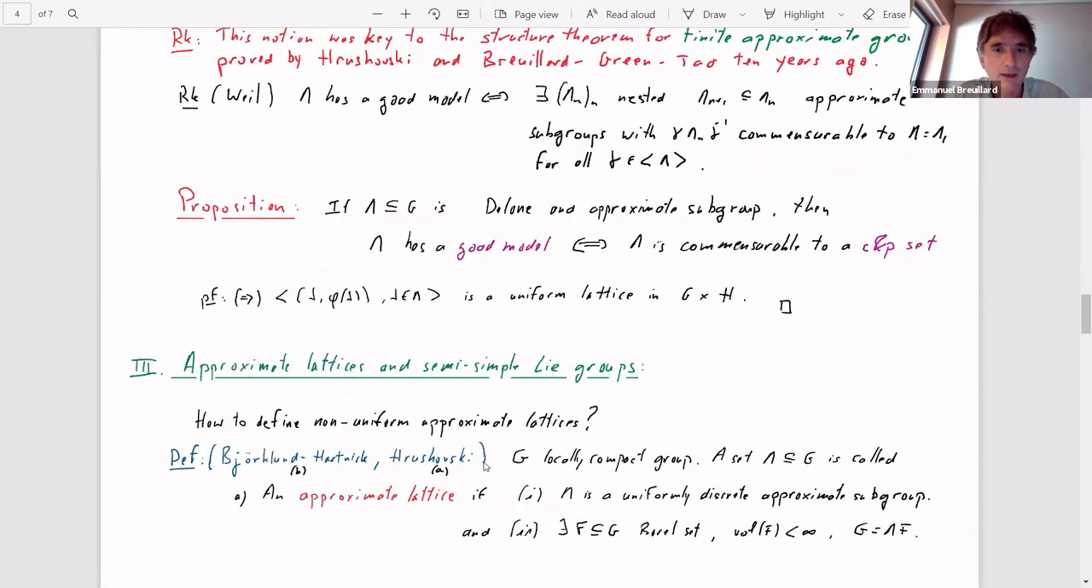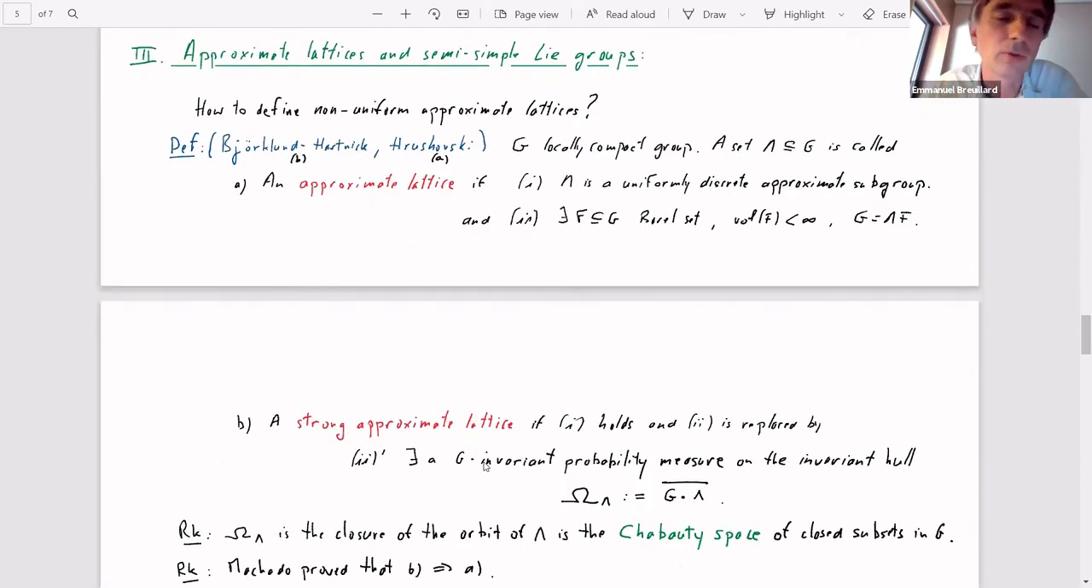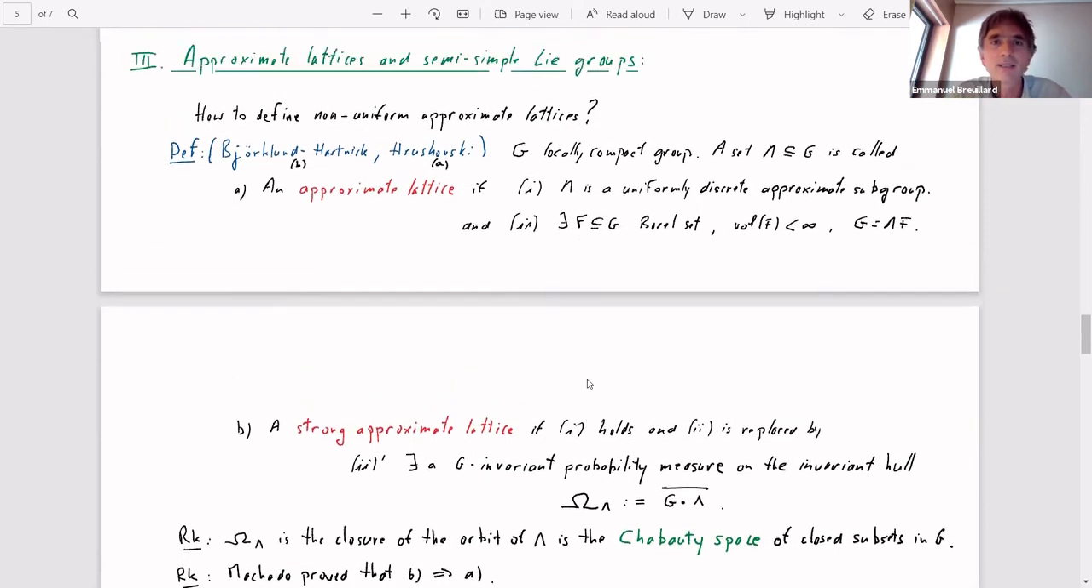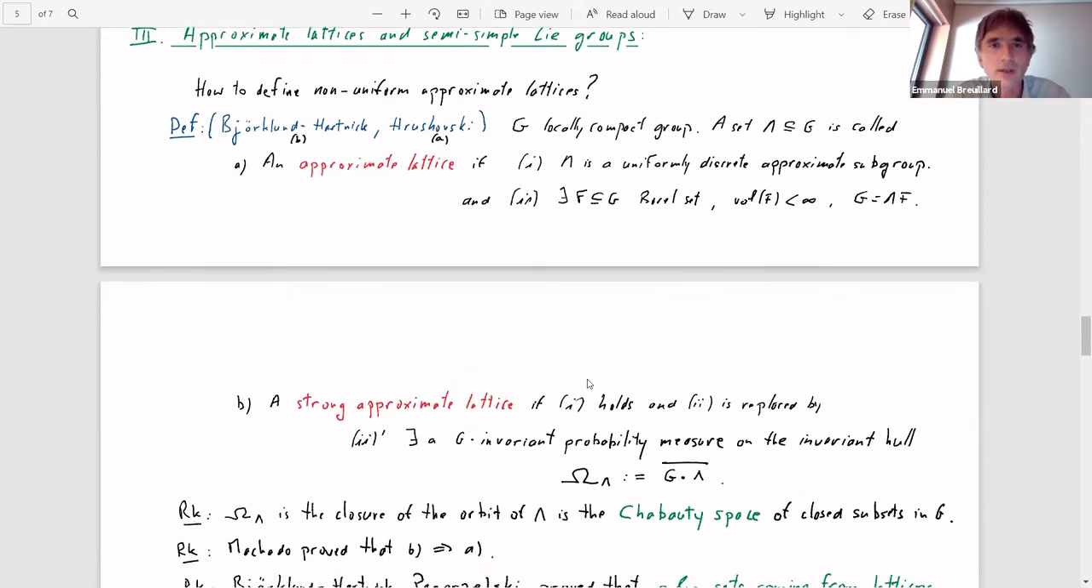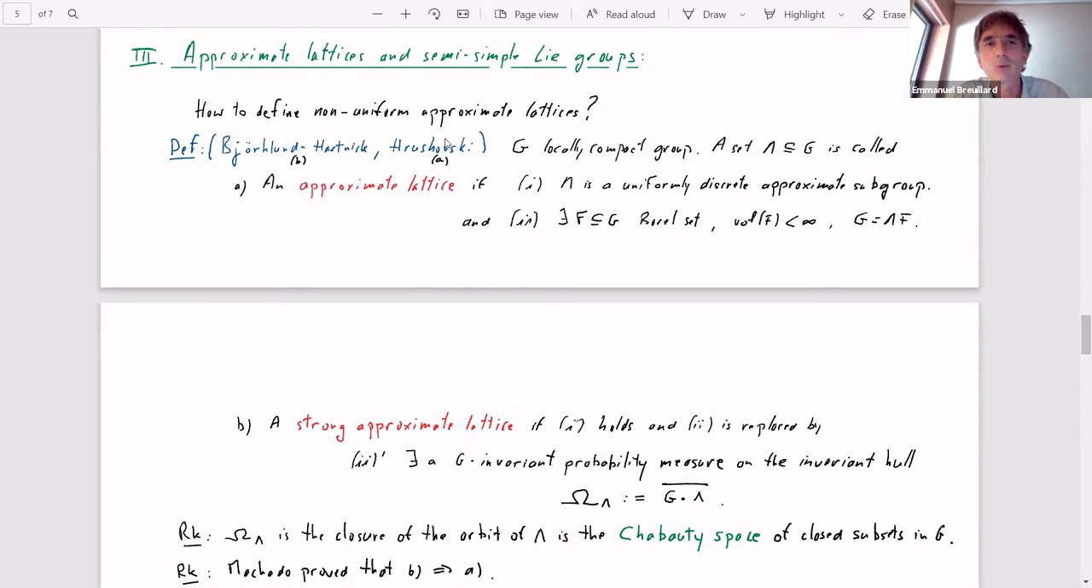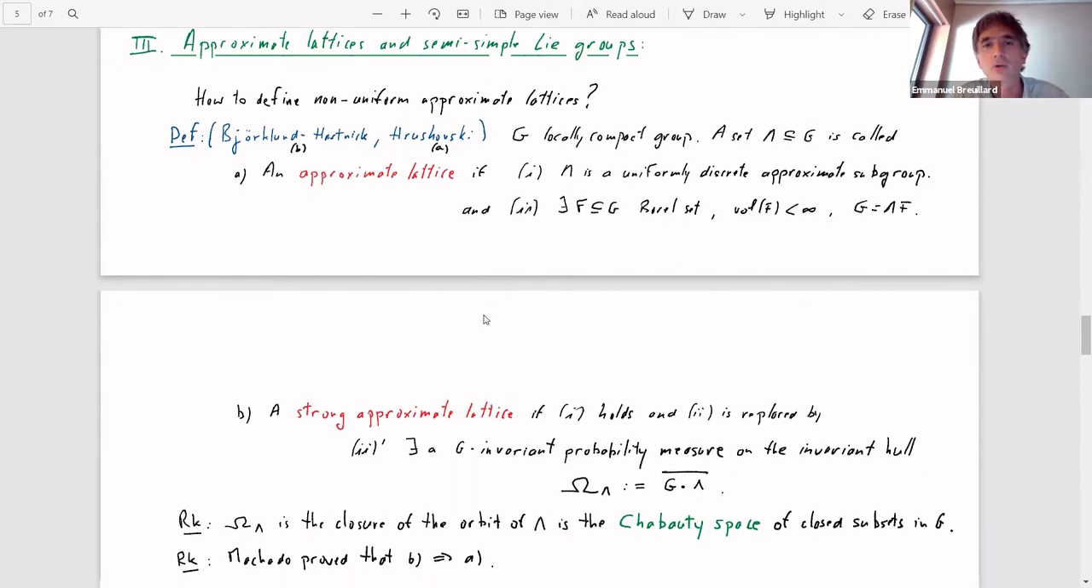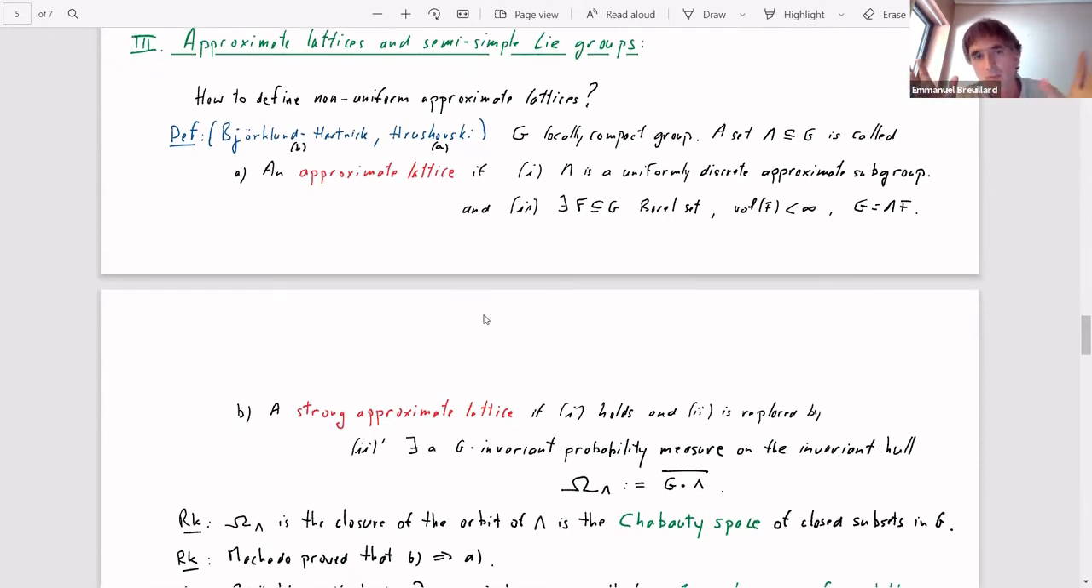And let me now move on. We of course want to tackle this question for semi-simple Lie groups. Before I go there, let me just say that we can also move away from Delone sets and consider non-relatively dense discrete subsets, and define this notion of non-uniform approximate lattices. So there are two possible definitions. There is a nice paper of Björklund and Hartnick where they discuss possible definitions of what this could be.